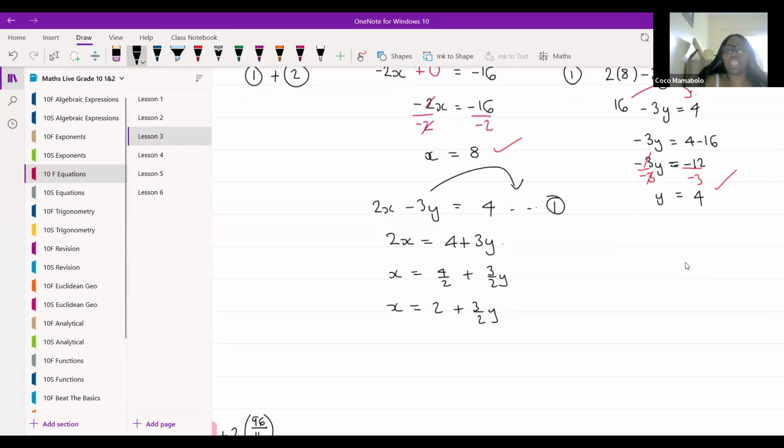And me, personally, I don't like working with fractions. So when I see that if I isolate one of them I'm going to get a fraction, I would rather use elimination in that process. Yes, ma'am. Okay, then elimination is the better option.